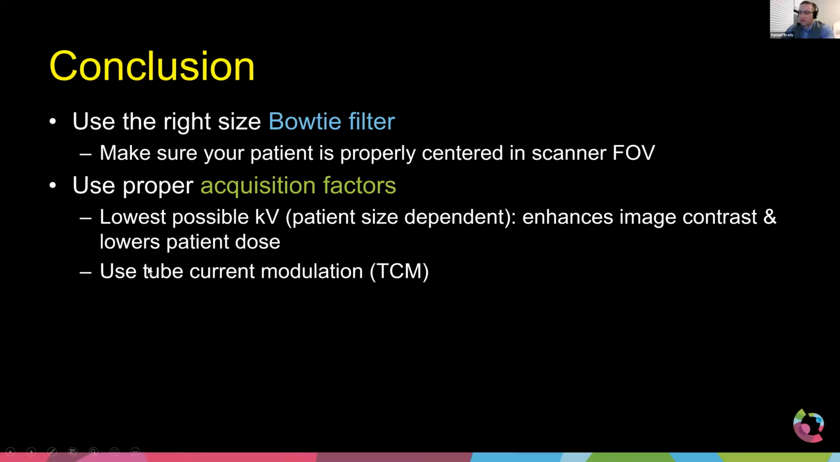Always use tube current modulation. I would say use organ dose modulation too. You're out nothing. It reduces the dose to the more anterior and oftentimes more sensitive organs. And there are those little niche ways that you can maybe potentially do it with, say, pregnant women.